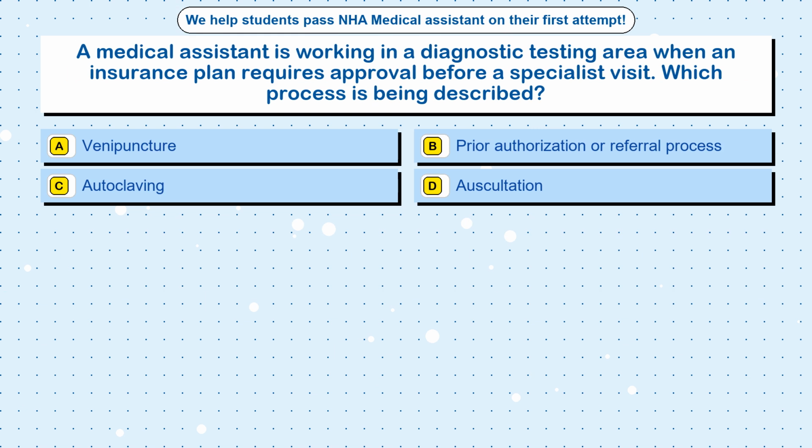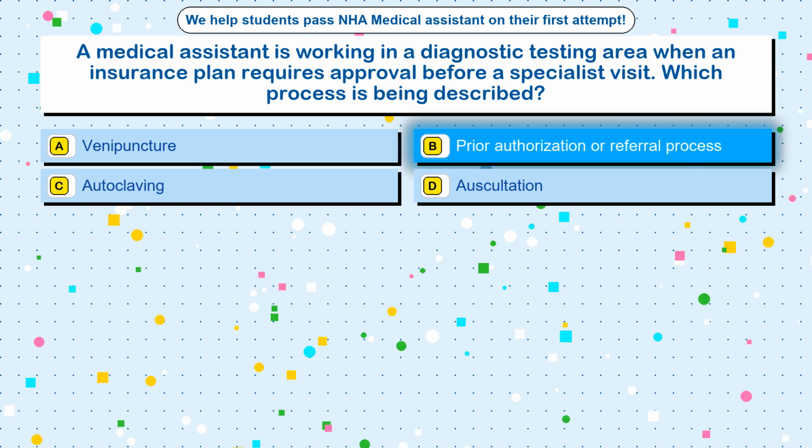Question 4. A medical assistant is working in a diagnostic testing area when an insurance plan requires approval before a specialist visit. Which process is being described? Option A. Venipuncture. Option B. Prior authorization or referral process. Option C. Autoclaving. Option D. Auscultation. The correct answer is option B.